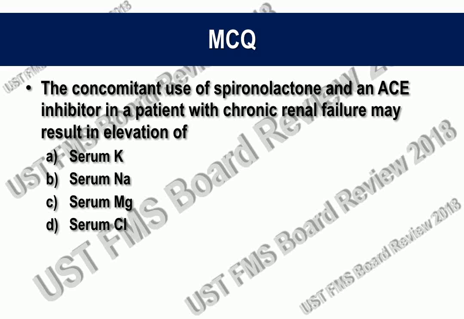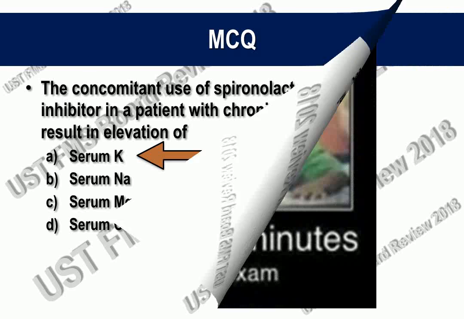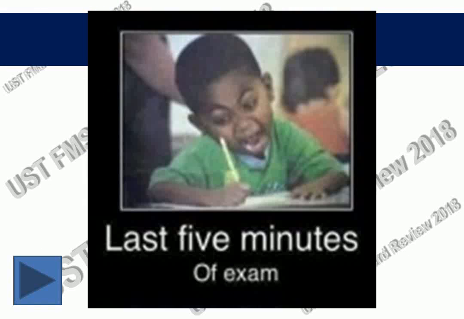Multiple choice. The concomitant use of spironolactone and an ACE inhibitor in a patient with chronic renal failure may result in elevation of what particular ion? It's quite easy. That's your serum potassium. So that's why you have to be cautious or extra cautious when you combine spironolactone and ACE inhibitor, and especially using it in CKD patients. Okay, last few slides.